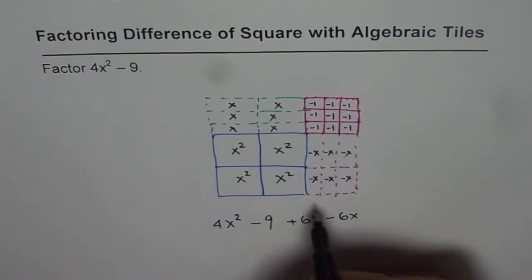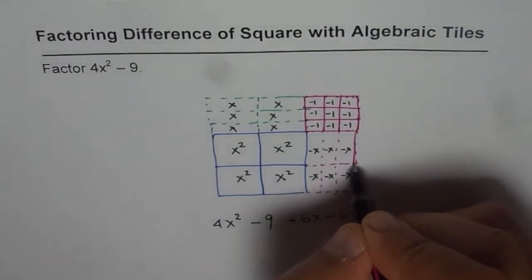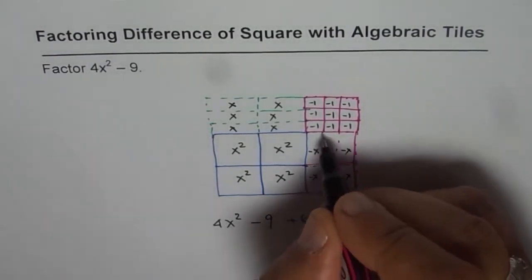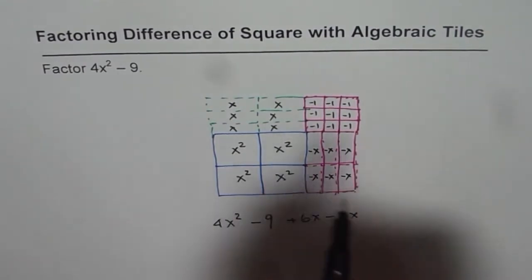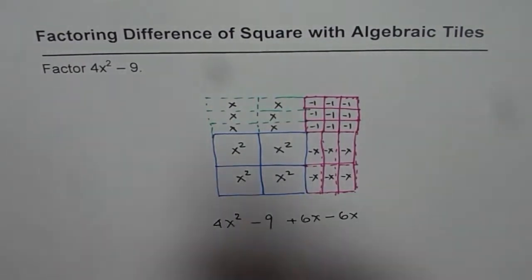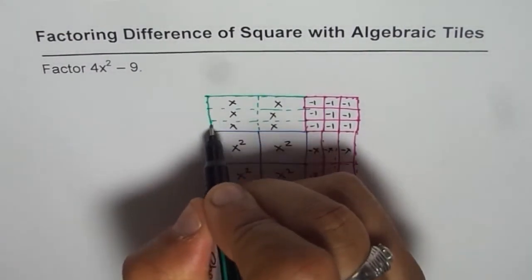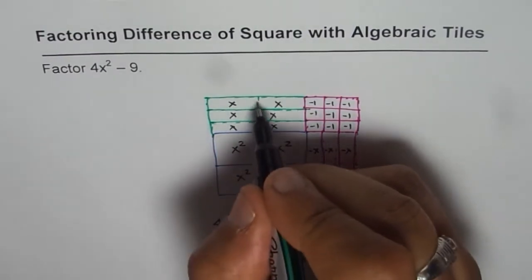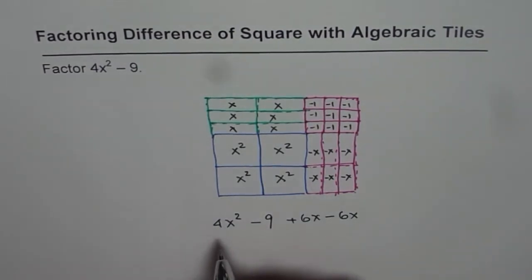But what has happened? By doing so, we have actually formed a rectangle. Now, the dimensions of this rectangle will give us the factored form of the polynomial, right? So we can now complete the rectangle and write down our answer. I hope the steps are clear to you, and that is how we can factor using algebra tiles. I hope you find it interesting.